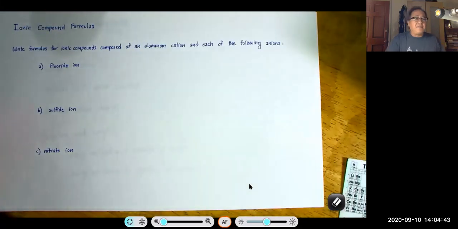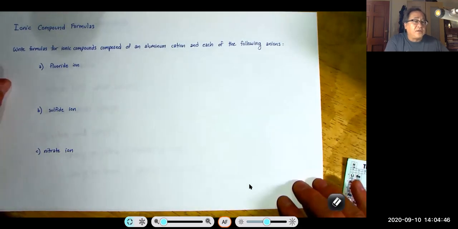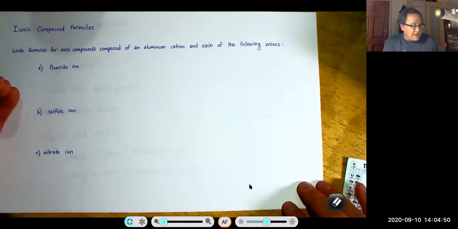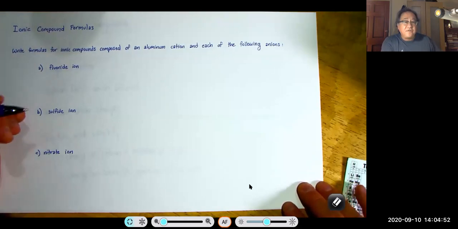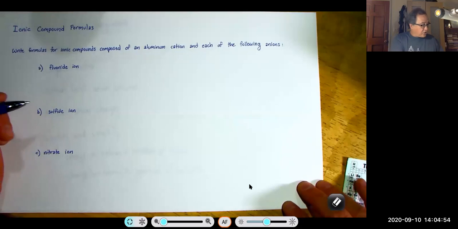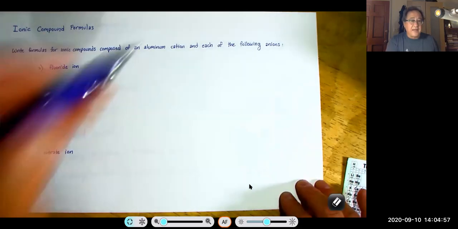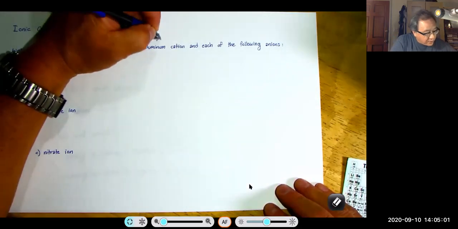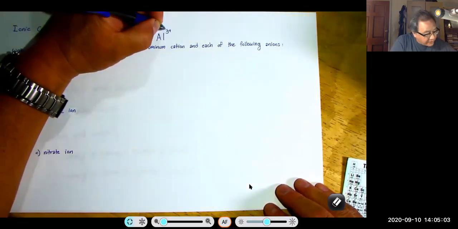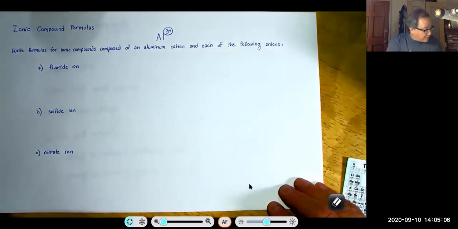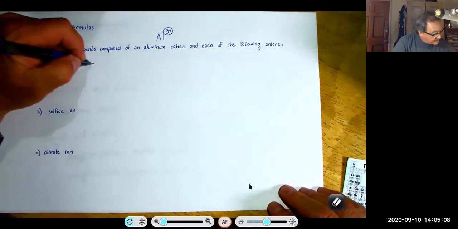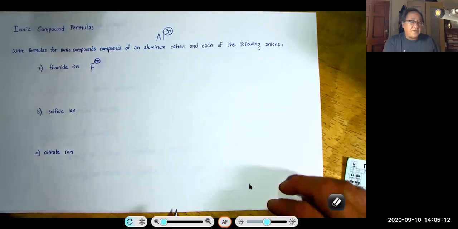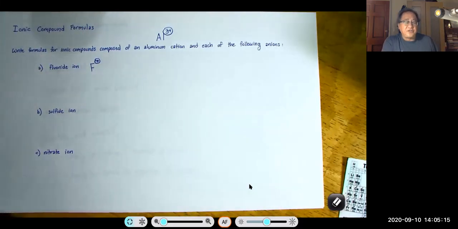Next, ionic compound formulas. Write formulas for ionic compounds composed of an aluminum cation and each of the following ions. So, a fluoride ion and an aluminum cation. What I'm going to do to help me out is write the formula of an aluminum cation. I know it's +3. And I'm going to write the formula of a fluoride ion. So it's -1.